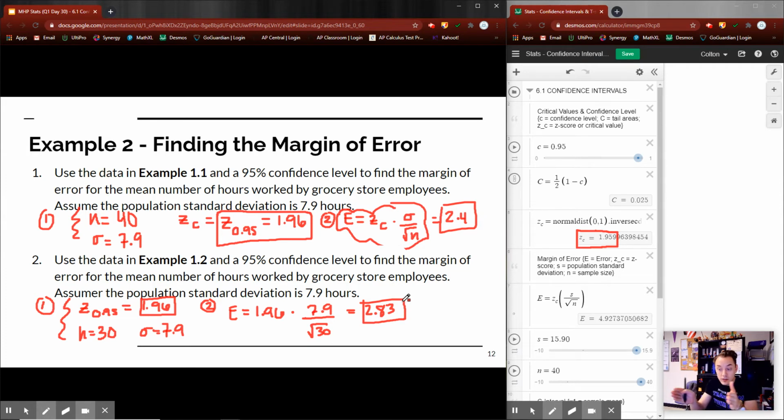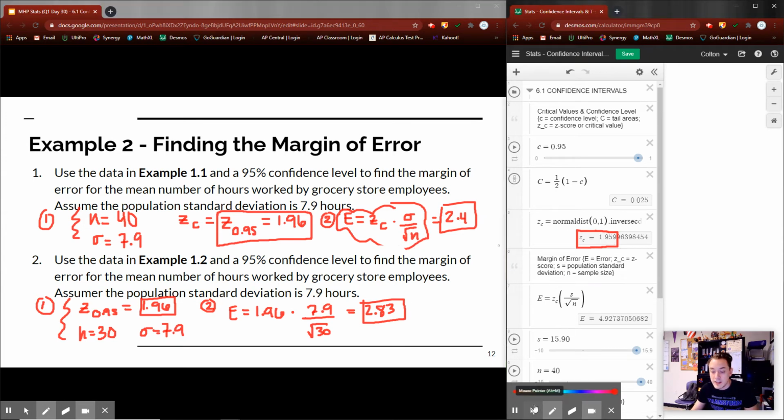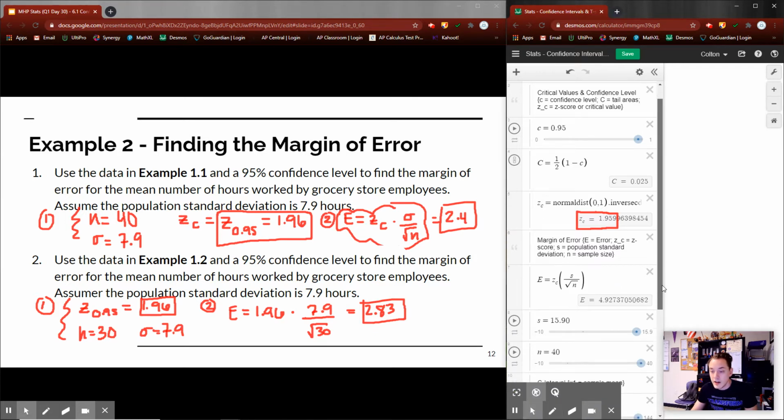Okay, it's just going to dwindle down a little bit. It's not going to be as big of a margin. All right, so that's how you find the margin of error. I'm going to show you now how to use it quickly on Desmos. How to use the margin of error on Desmos.